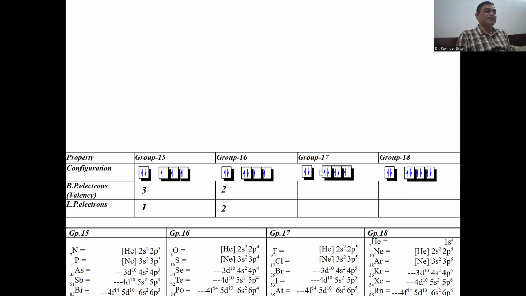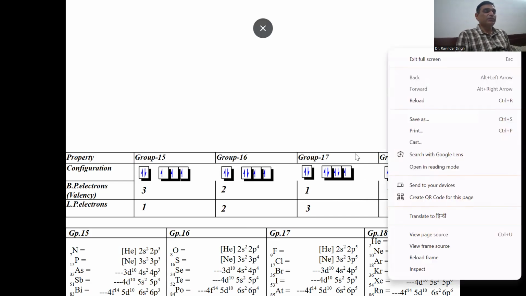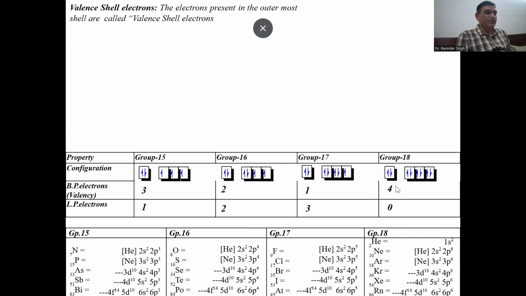Next, we move towards group number 17. In group 17, you can see there is only one unpaired electron in the 2p, means one bond pair electron. These 6 electrons are in the form of pairs, so means 3 lone pairs. In group number 18, all electrons are present in the form of pairs, means there are 4 lone pair electrons and 0 unpaired electrons. You can make just a slight correction here. You just write 0 here. Just do the correction. 0 bond pair electrons and lone pair electrons are 4 in number. Okay, just make it correct.